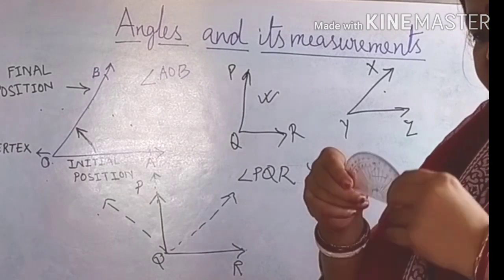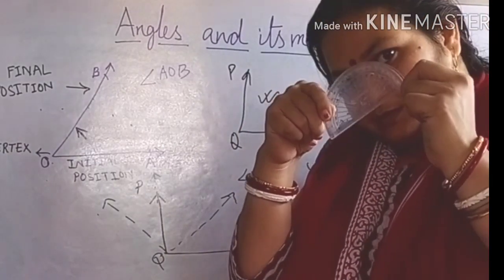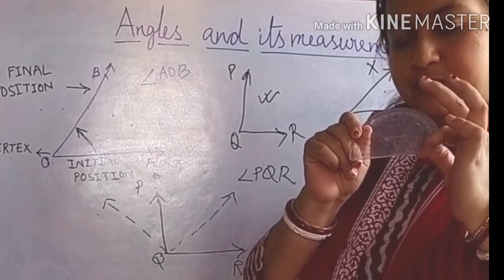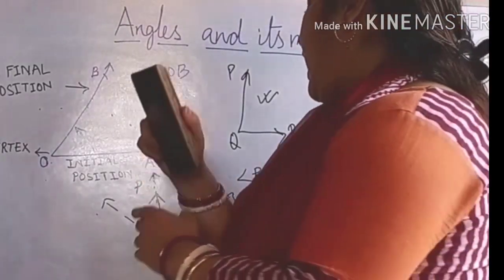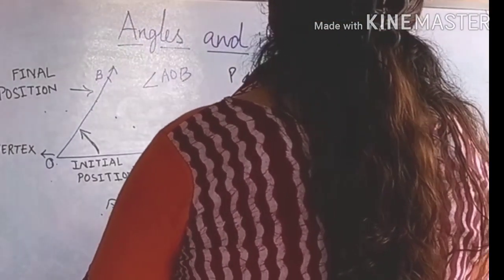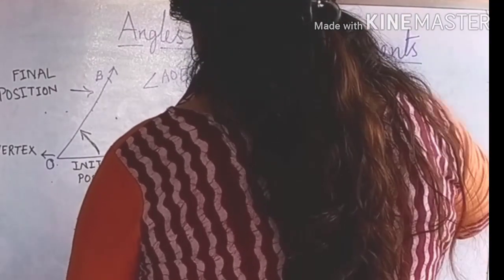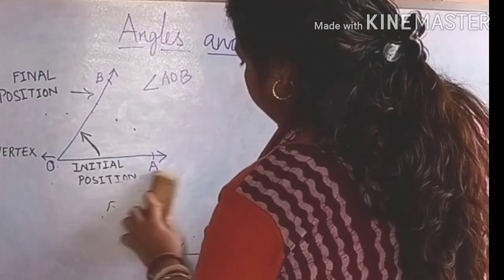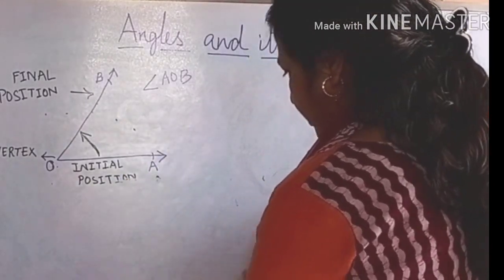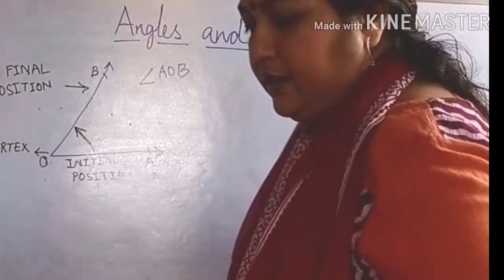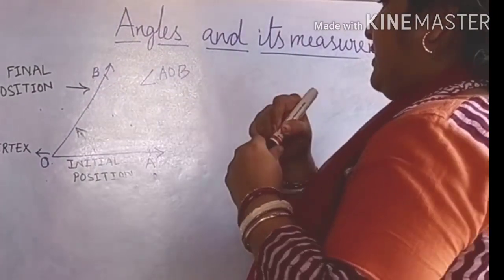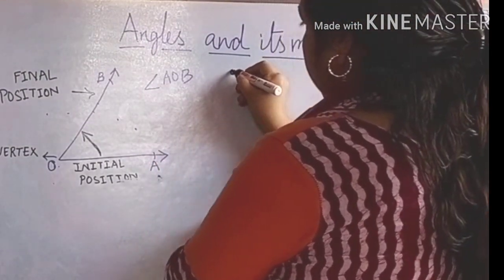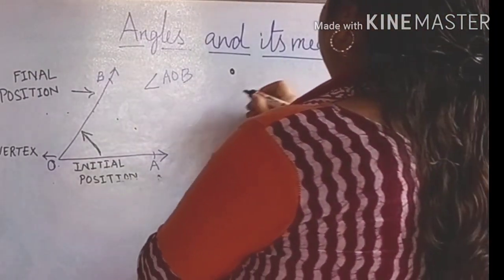And the third is by using a protractor. Hope you remember this. You have already done it in class 5, right? Now, how is an angle measured? The angle is measured by using a protractor. And what is the symbol to write this measurement? The symbol is degree, which is like a small circle. How will we write it?